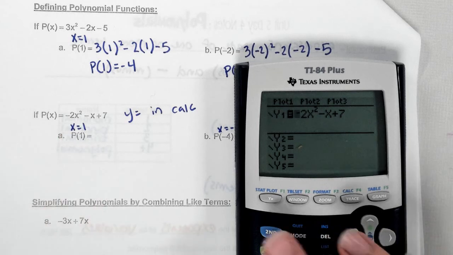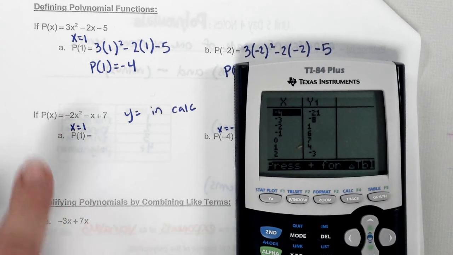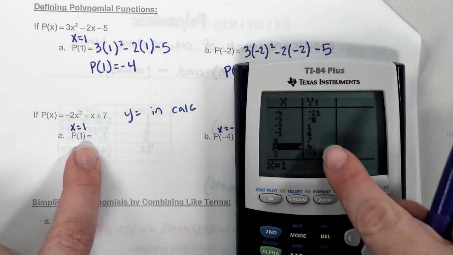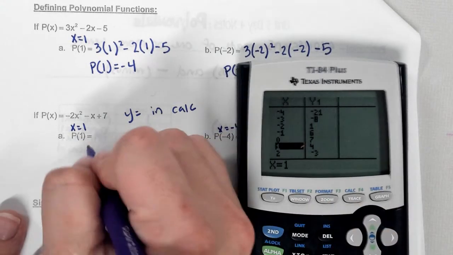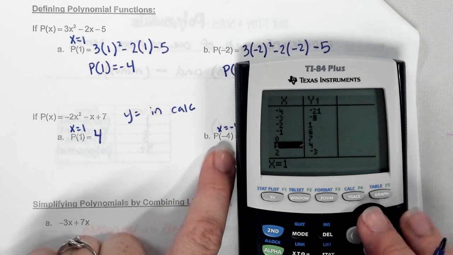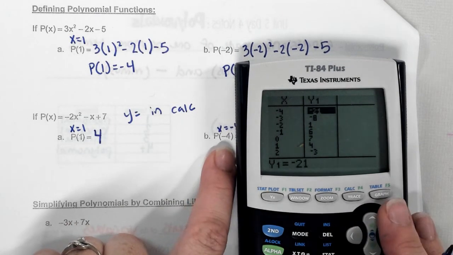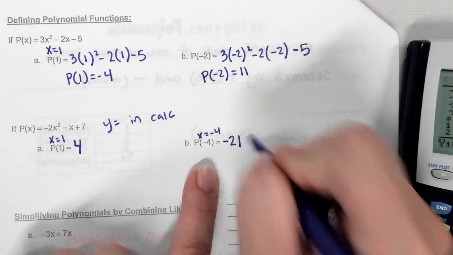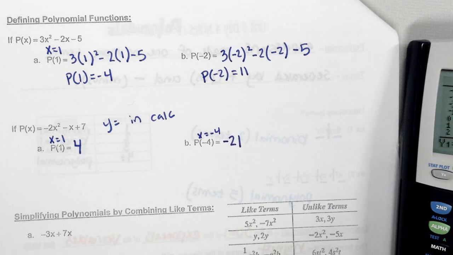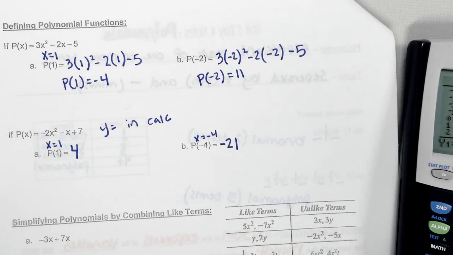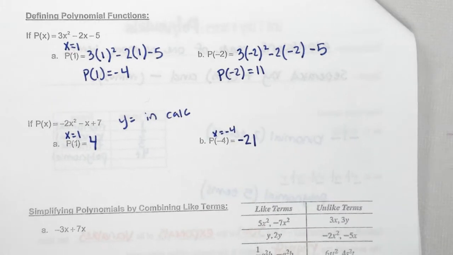Right? And then I can go to my table. Well, this is saying p of 1, which is x is 1, and what does that equal? 4, so there's my answer. And then this one's telling me negative 4, so if I come up here to negative 4, what does it equal? Negative 21. Does that make sense? So you can use your y equals, or you could just plug it in like that and put it in your calculator. Any questions with that part?